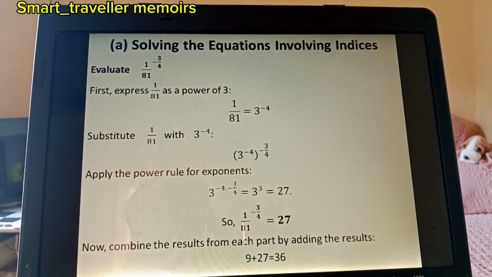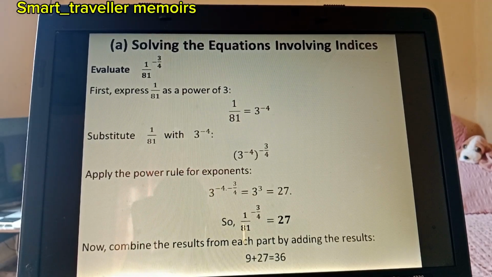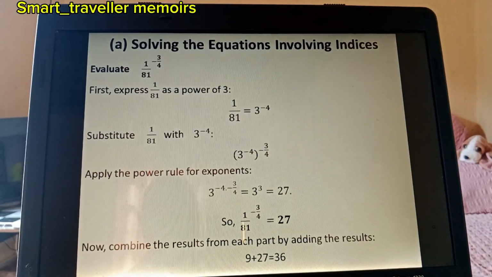And then applying the power rule for exponents, you multiply negative 4 times negative 3 over 4, you get 3 cubed, because negative times negative is positive. And the value of 3 cubed is 27. So 1 over 81 raised to negative 3 over 4 is 27. Now, combining the results from each part by adding, you have 9 plus 27 is equal to 36.